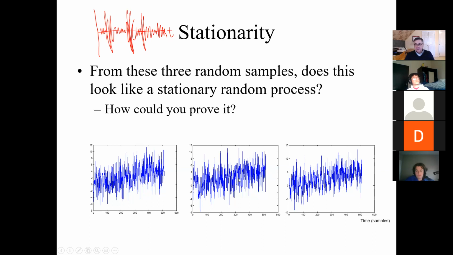To make this random process, by the way, I created some noise and then just added the time drift to it. So to prove it, we would have to take a lot of random samples in order to be sure.